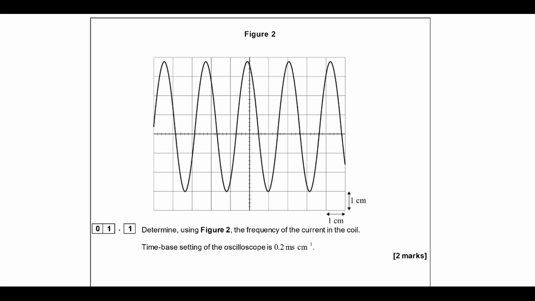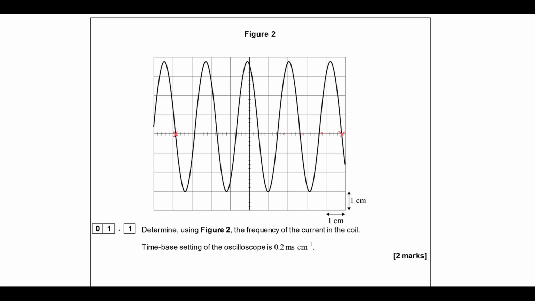Okay, so the first question, we want to determine the frequency of the current in the coil, and we've got a time-based setting. So essentially we're going to want to measure as many time periods as we can. So we've got one time period, 2, 3, 4. So let's do this in red so you can see it. So essentially that's where I'm going to start, and I'm going to the same point on a wave much later. So that's 4, so let's count the number of squares between there.